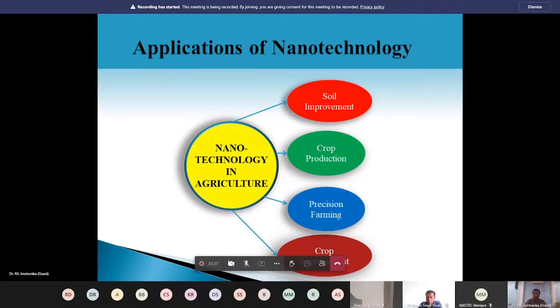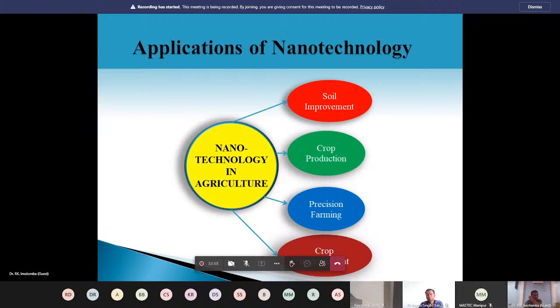In the case of soil improvement, what nanotechnology is doing is that the nutrients required by a particular crop are made exactly available to the crop. These nanoparticles, without using inert materials in the fertilizers, are directly applied to the soil, and it helps in soil improvement.